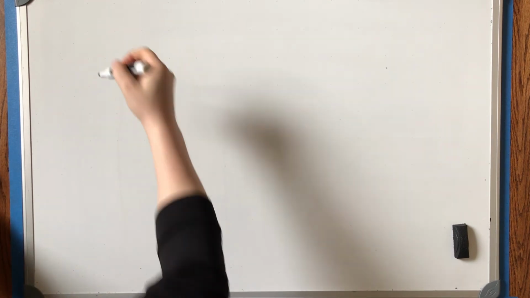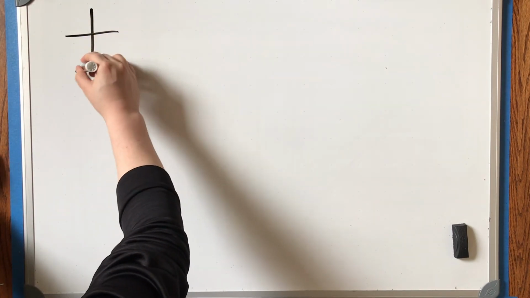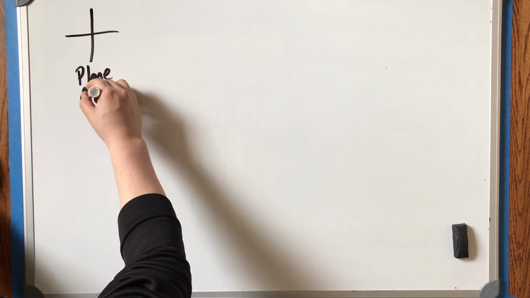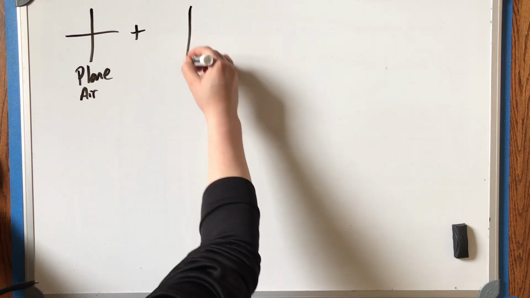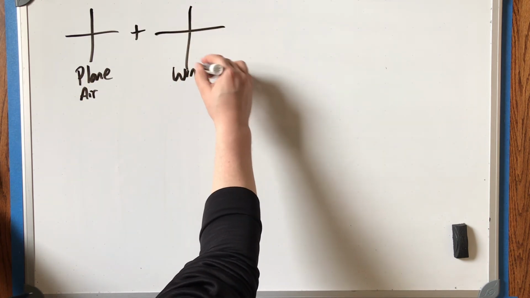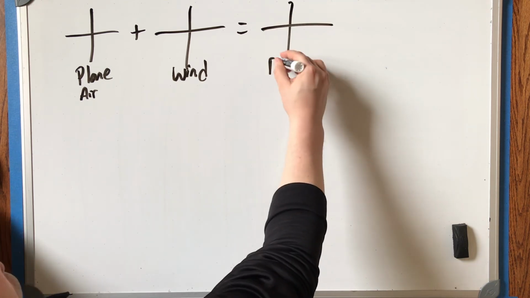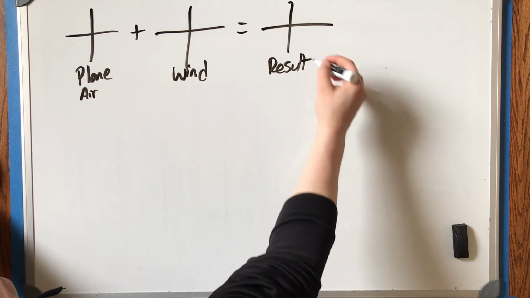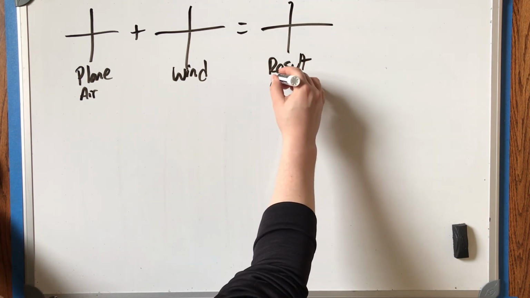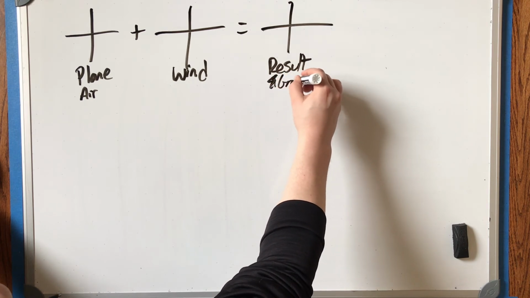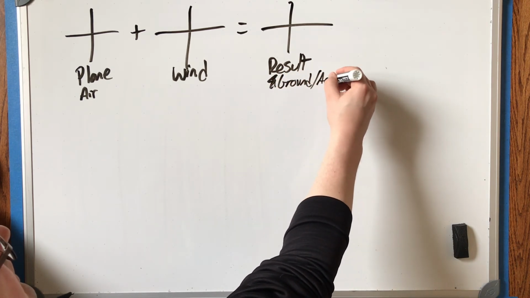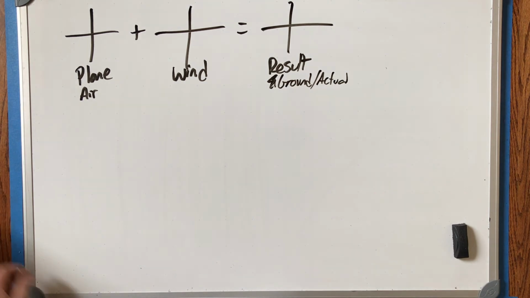I'm actually going to do the next question with you as well because this is the easier version of it. So start off by just setting up. Here's our plane, which is going to be based off of the air, and I can add that to the wind, and that's going to equal the result, which is the ground, what I sometimes refer to as the actual, because that's what's actually happening, how fast it's actually moving.